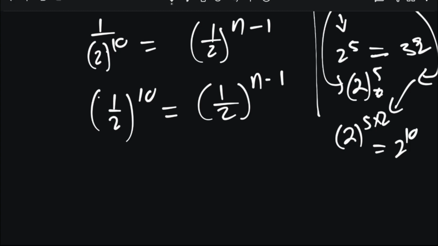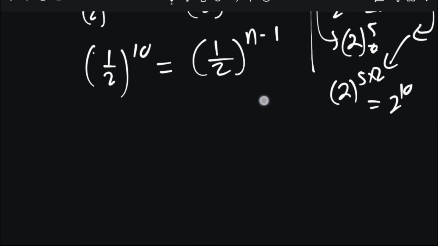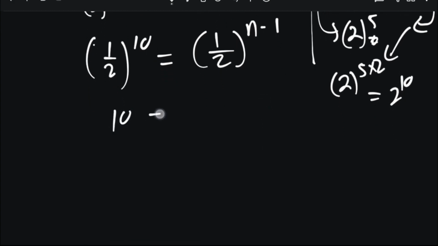Now you can see that the bases are the same. Since the bases are the same, we can equate the exponents, and the exponents will be 10 is equal to n minus 1. Transpose 1 to the other side, and then you get n is equal to 10 plus 1, which is equal to 11. So now we have the value of n.